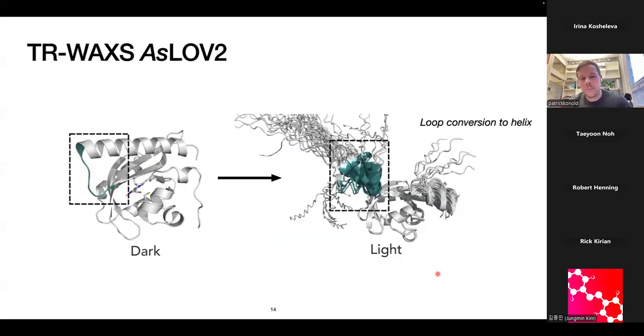But also there were some small details that I found. In particular, in the dark state, the residues immediately preceding the helix form this loop region here, whereas in the light structures or the AlphaFold models, we see that this converts to more of a helical form. So potentially this has some significance in terms of driving the reaction or driving the helix to unfold.